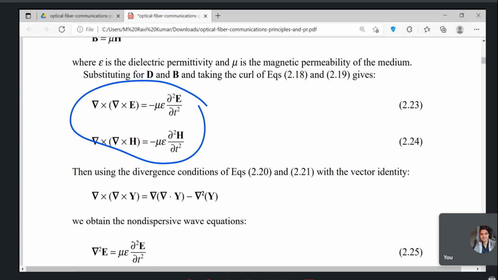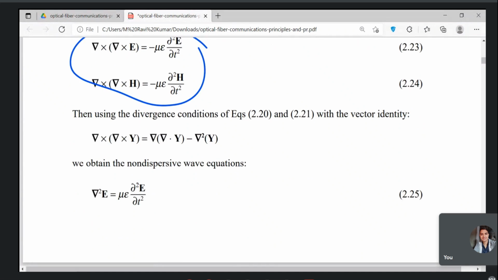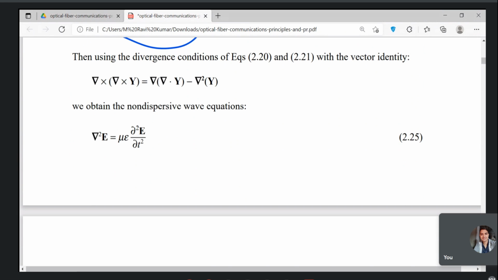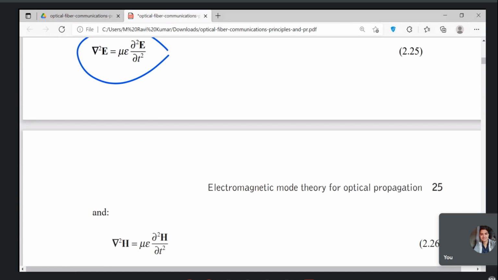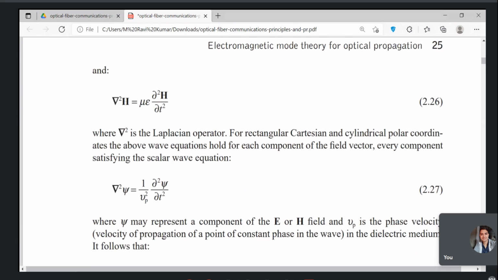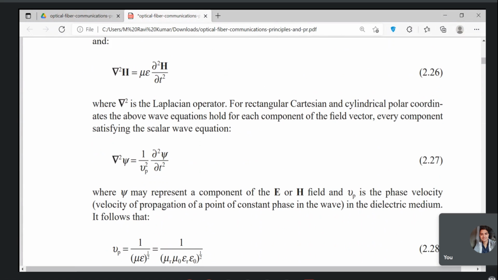And using divergence conditions, you can come down to this simplified expression. Del square E as mu epsilon dou square E by dou T square, and del square H as mu epsilon dou square H by dou T square. And this psi corresponds to the wave function. This can be E or H.